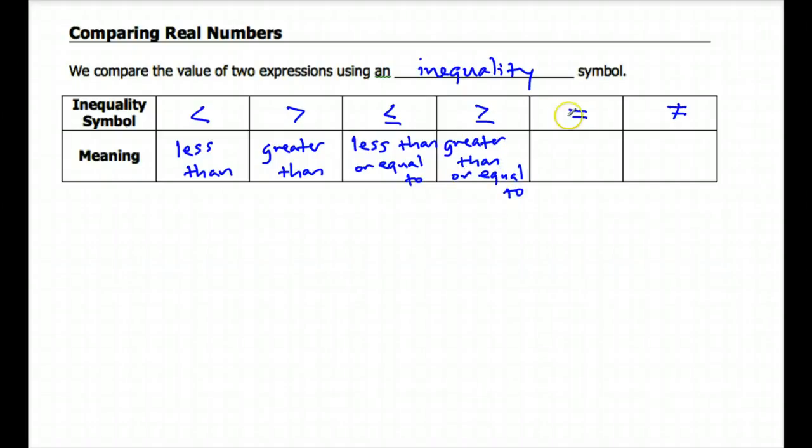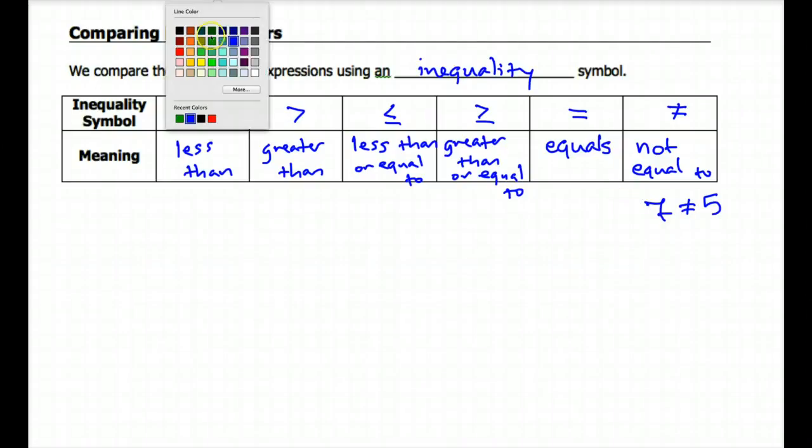Okay, this symbol here, hopefully everyone's familiar with. That is just an equal sign. And the reason I put that in there is so I could bring up this symbol right here. If you see an equal sign with a slash through it, that means not equal to. So if you had something like 7 and 5, we could say 7 is not equal to 5 because 7 and 5 are different.